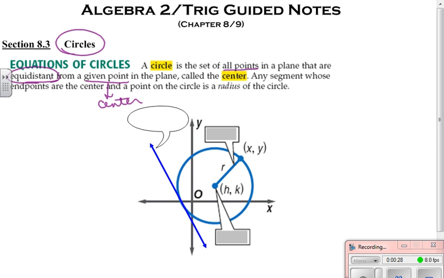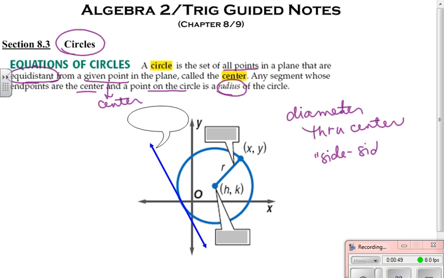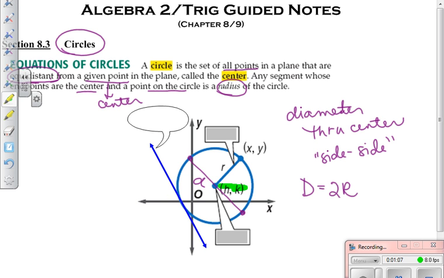Any segment whose endpoints are at the center and on the circle is a radius. Remember, the diameter is through the center, side to side. So if we think about connecting 2 points from side to side through the center, that's a diameter. Remember, a diameter is equal to 2 times the radius. If my center of the circle has the notation (h, k), and any point on the circle is (x, y), so there's your radius and there's your center.